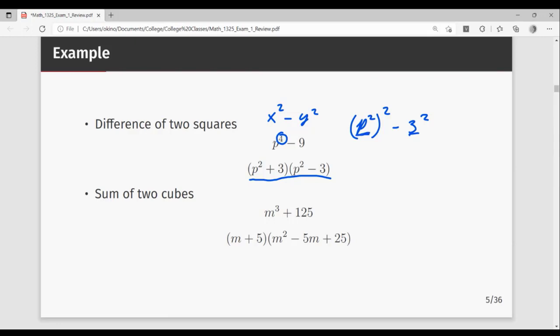Now for the sum of two cubes, we have m cubed plus, well, 125 is just 5 cubed. So we have an x cubed and a y cubed, and we can go ahead and fill out that formula. Just remember SOAP: we have same, opposite, and always positive.